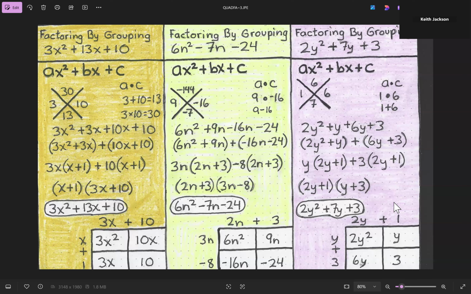And you have been given a lot of information. And I wouldn't blame you if you need to pause the video to take a look at these 3 big examples, or replay this video as many times as you need to gain a deeper understanding of how to factor quadratic equations by grouping.